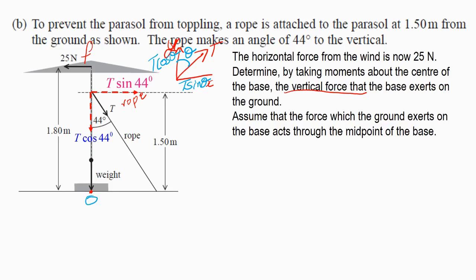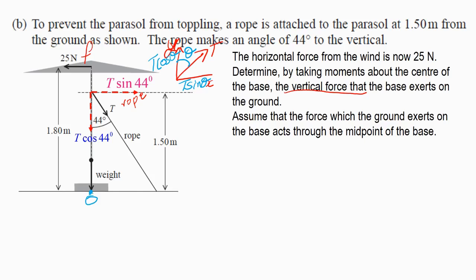Okay, center point. Why are we taking this center point? Because the two vertical forces are passing through that point, right? So we know that the moment about this point, the center of the base, the moment of weight about this point and the moment of T cos 44 about this point is 0.